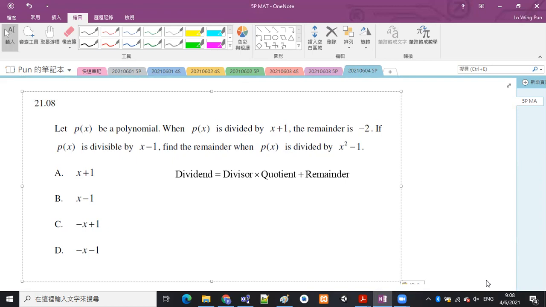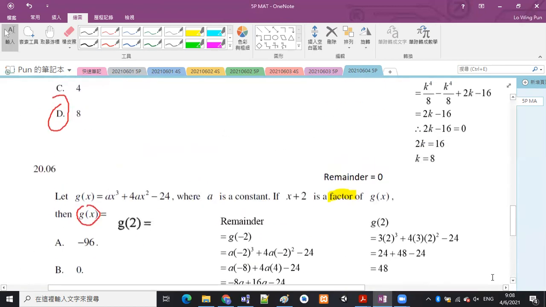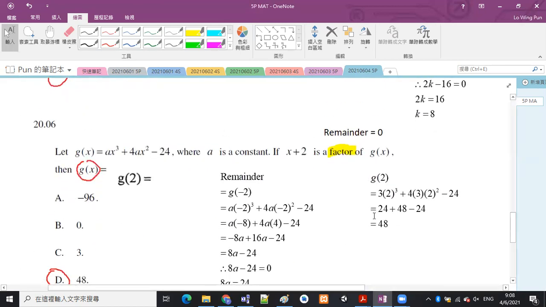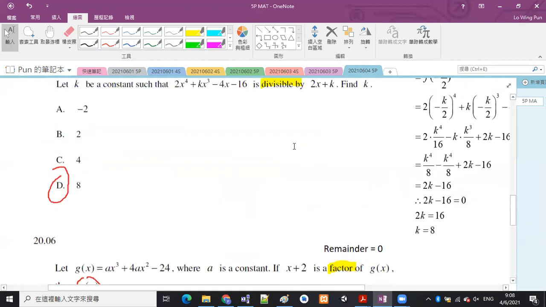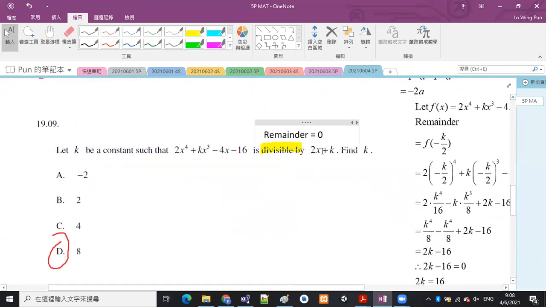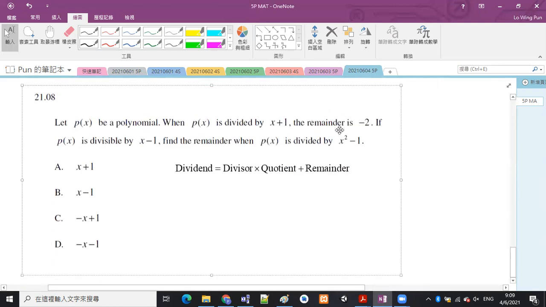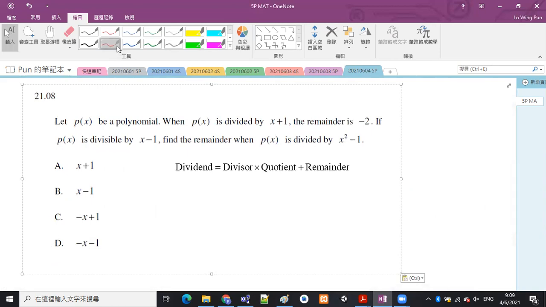See the previous questions: x plus 2 is a factor of gx. X plus 2 is the divisor. No square term, so we are very smooth here. Divisible by 2x plus k: although there is an unknown, there is no square term. So very smooth. All right. So what makes us not smooth is this one.